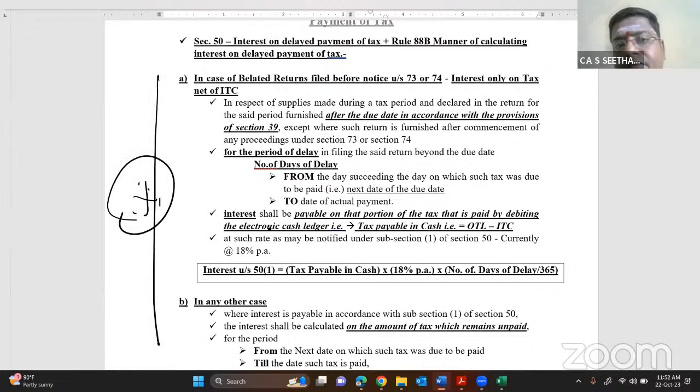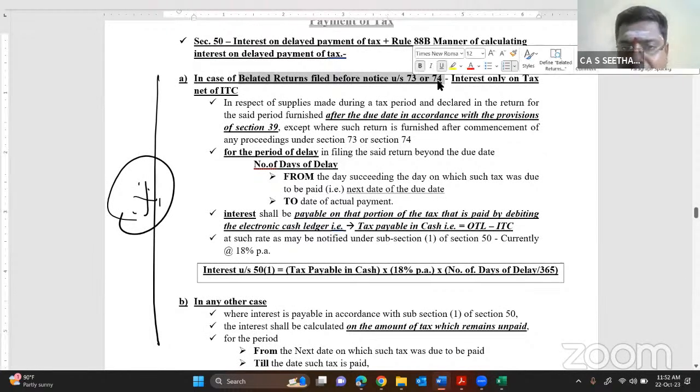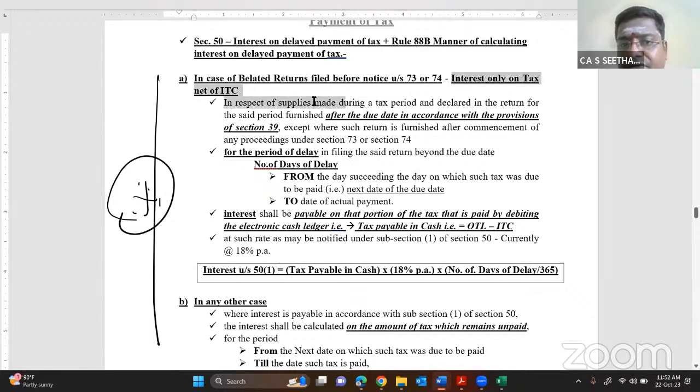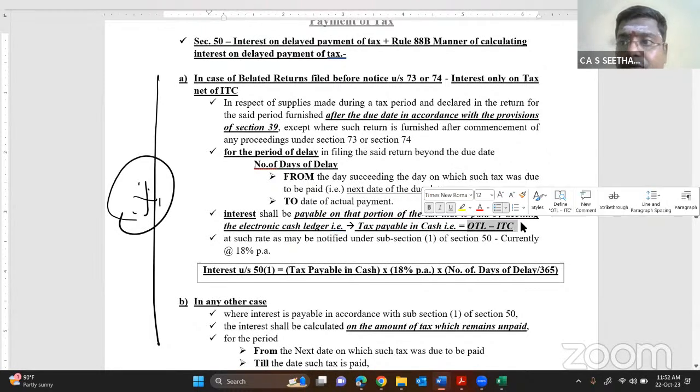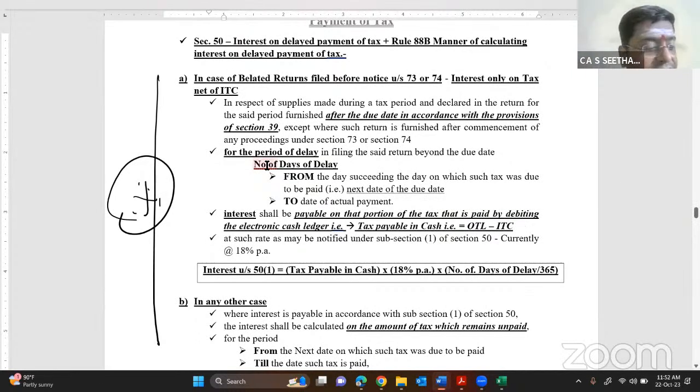Very, very important. On filing of belated returns before getting notice under section 73 and 74, interest is payable on the net of ITC portion, meaning thereby you are supposed to pay interest on the portion of the tax that is paid by only using the electronic cash ledger. This is very, very important. Sir, can I have a meaning that tax payable in cash means output tax liability minus input tax credit? Yes. Don't forget if there is an RCM, RCM is also to be paid in cash. Sir, from what day am I supposed to pay?